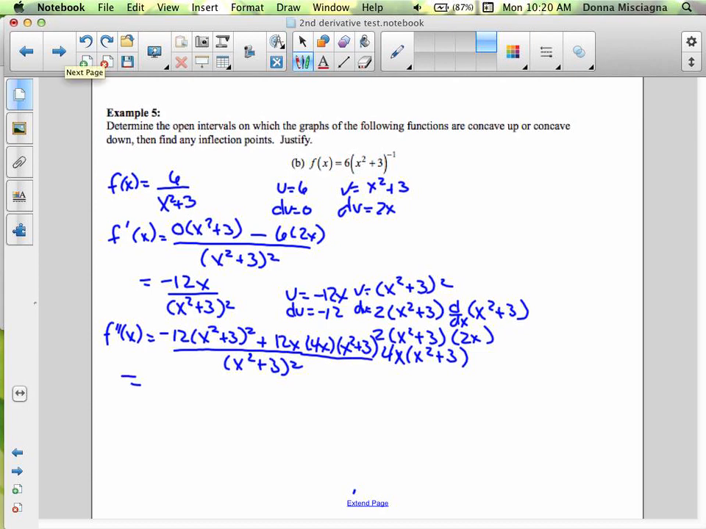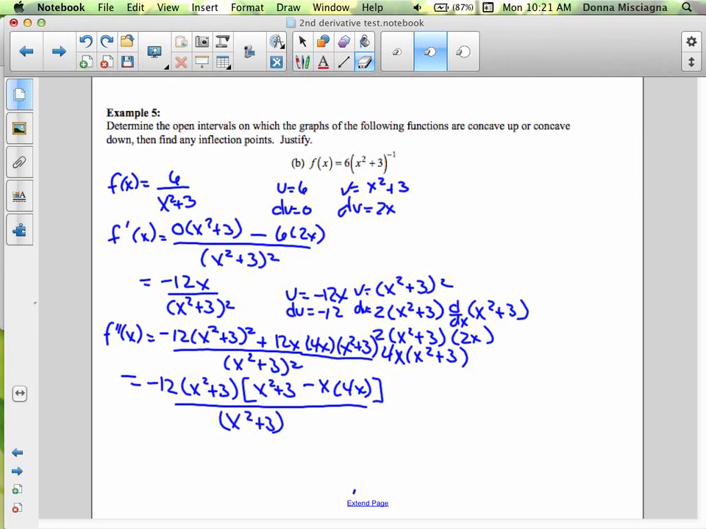Okay, now let's factor out a negative 12. Let's factor out the x squared plus 3. So in the first term, we're going to be left with an x squared plus 3. And then the second term, I factored out a negative 12, so the second one's going to be negative. So now we have a negative x times 4x. We factored out the x squared plus 3, so that's gone, all over (x squared plus 3). Oh, whoops. Squared squared. This should be to the fourth power. It already was squared.